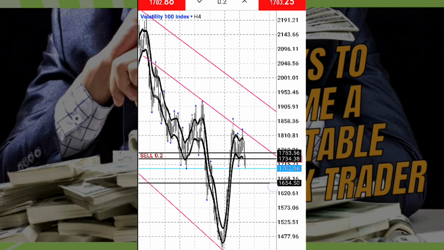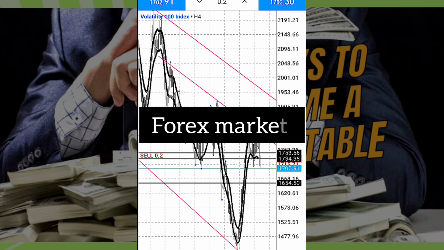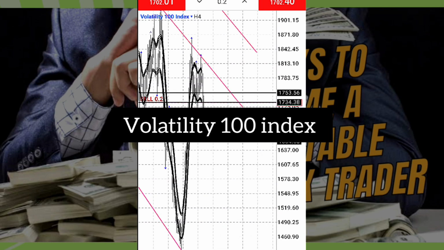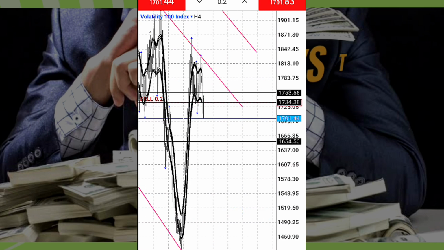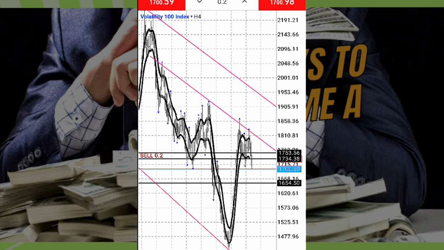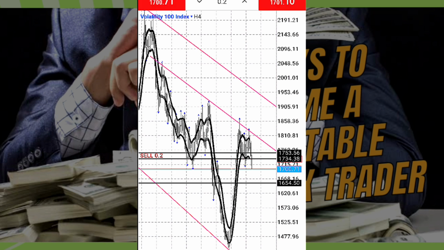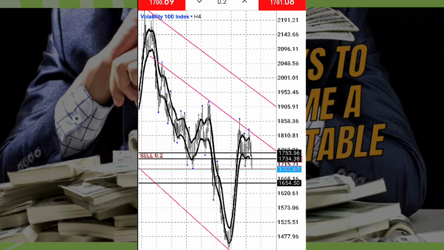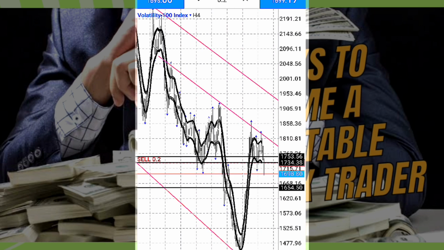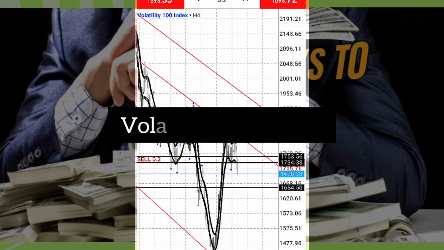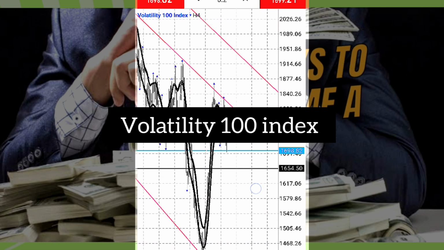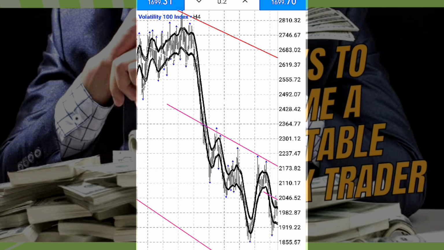This is the forex market. This is the volatility 100 index market, and those trading currency pairs can use this formula to chart the market and also take their entry. I'm also going to be talking about entry points, so we'll be looking at a chart right now, which is the volatility 100 index.